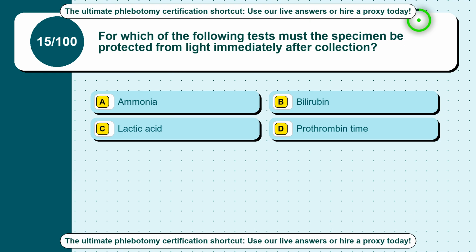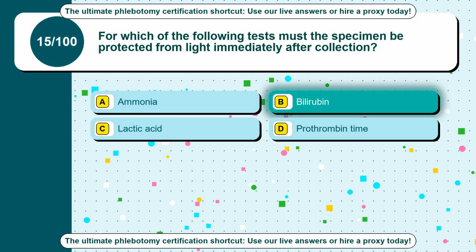Question 15. For which of the following tests must the specimen be protected from light immediately after collection? Option A, ammonia. Option B, bilirubin. Option C, lactic acid. Option D, prothrombin. The correct answer is option B, bilirubin.